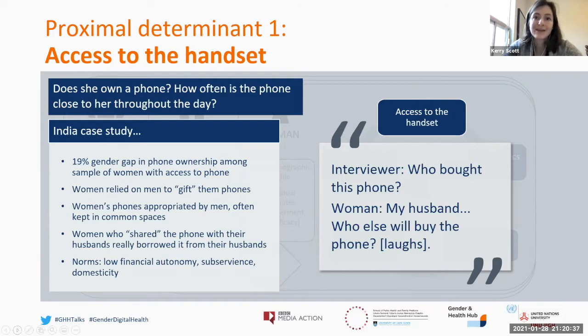Women also discussed that their phone was commonly kept in a central space in the home while they moved around the compound doing chores. This made it easy to miss incoming calls. Among women who shared phones, it turned out they really were just borrowing their husband's phone, which meant they only had access in the mornings and evenings when he was home. All of these gender differentials in access to the handset were grounded in norms of low financial autonomy, subservience, and domesticity, particularly around far fewer women working for pay outside the home.